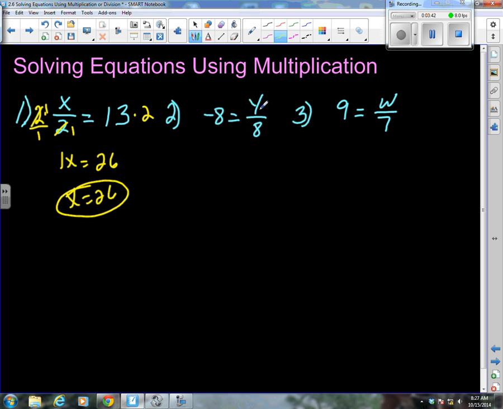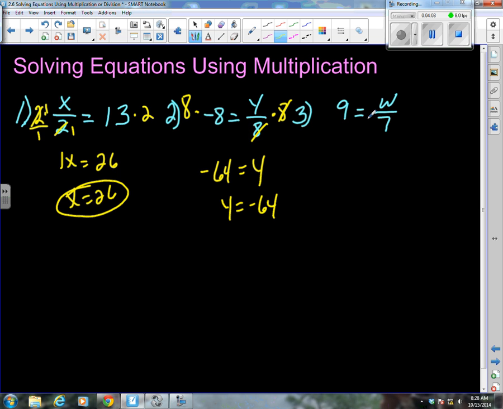Look at the next one. I've got y divided by 8. The opposite of division by 8 is multiplication by 8. So I'm going to multiply both sides by 8, and I'm using the dot, and in this case it's okay to do that. The 8's will cancel and become 1. 8 over 8 is 1, so I get y equals, well, negative 8 times 8 is negative 64. Okay, and I like putting the variable on the left-hand side.